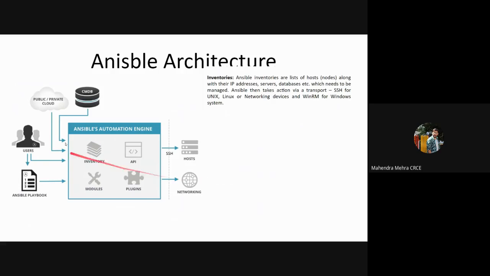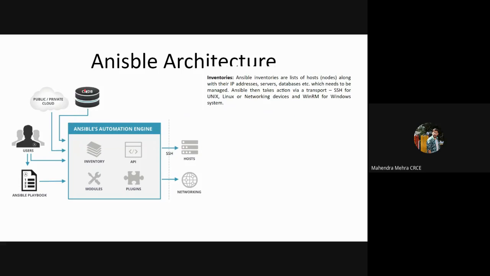The first thing to know about Ansible architecture is the inventory part. What inventories store is, Ansible inventories are the list of host nodes along with their IP addresses, servers, databases, etc., which need to be managed. Ansible then takes action via transport SSH for Unix, Linux, or networking devices, and WinRM for Windows systems. So inventories in the Ansible architecture or automation engine keep track of all the host machines that it needs to manage.